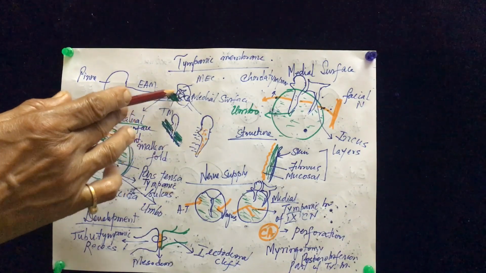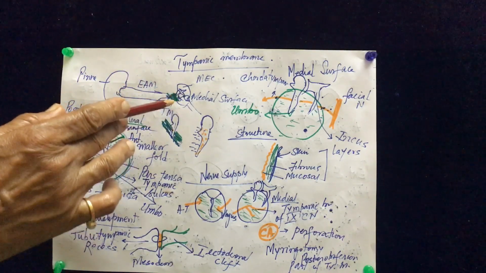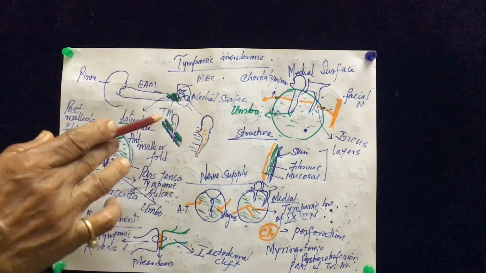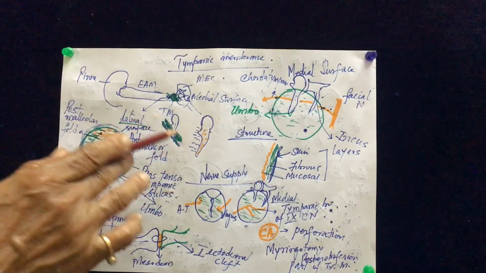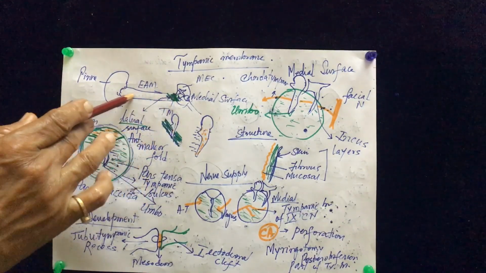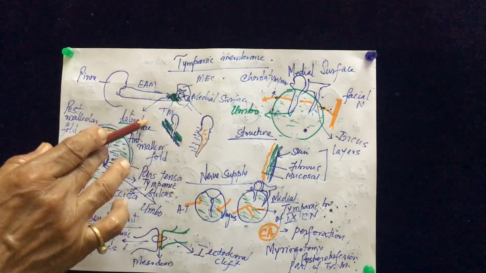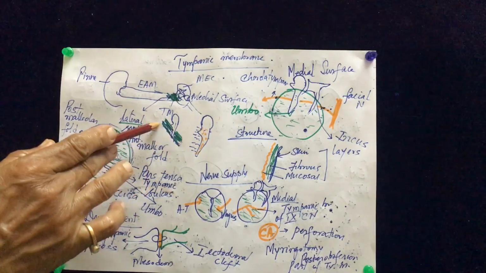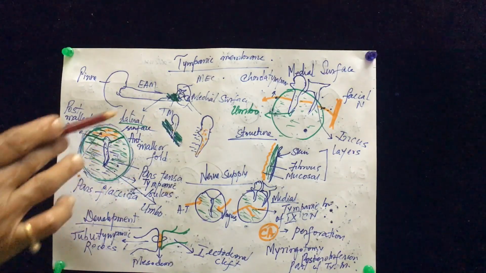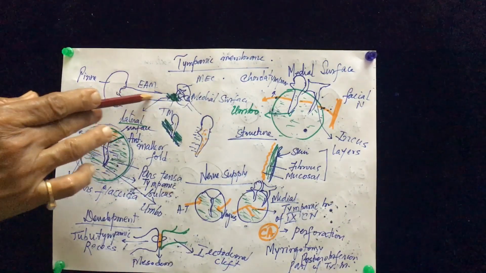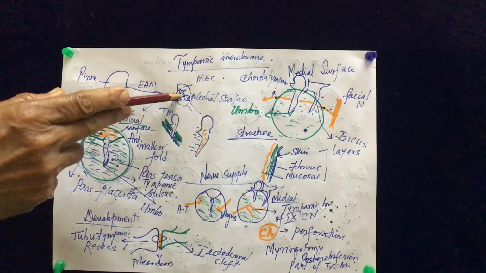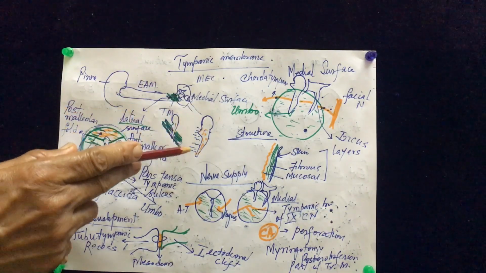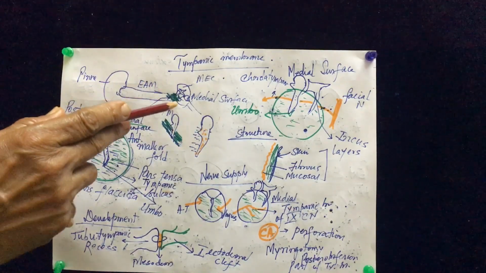This membrane is not placed straight, it is placed a little obliquely, so that the lower portion of the external auditory meatus is longer compared to the upper portion. The tympanic membrane has a lateral surface, which is towards the external acoustic meatus, and a medial surface. The medial surface is the lateral boundary of the middle ear cavity. This is the middle ear cavity.